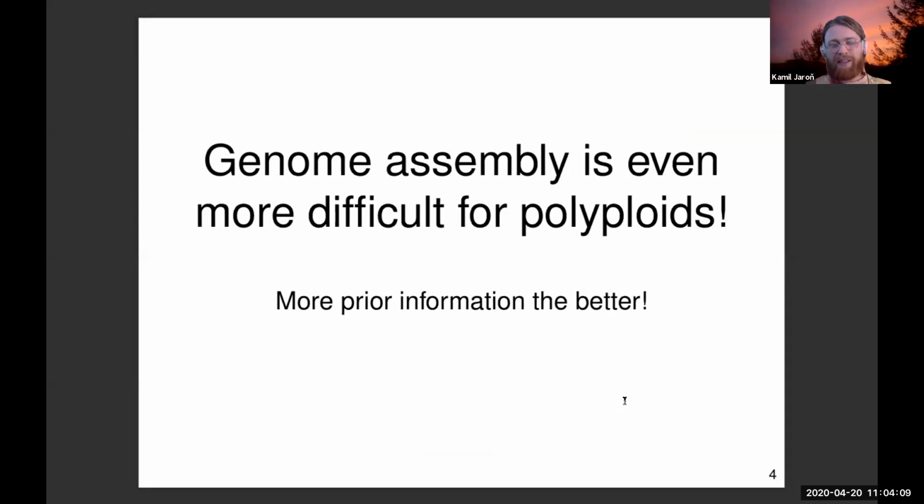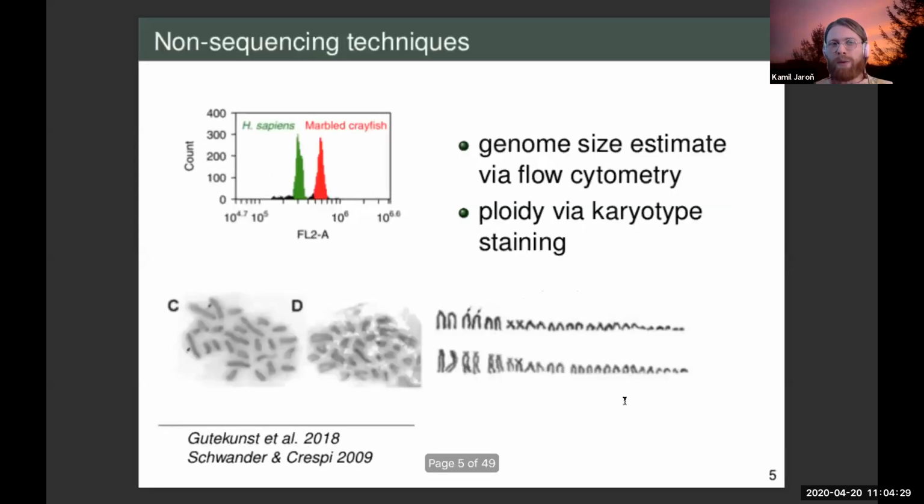So this problem blows up even more for polyploid genomes, right? The more genome copies there are, the more heterozygous types, or conformations, exist, and it just generates more and more problems. We would like to get at least some prior information before we start processes as complicated as genome assembly.